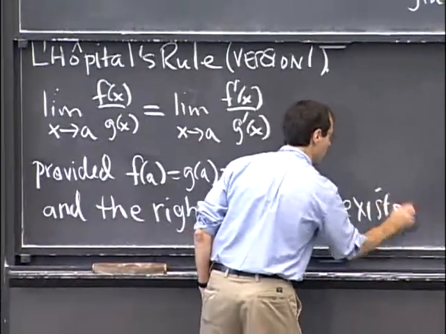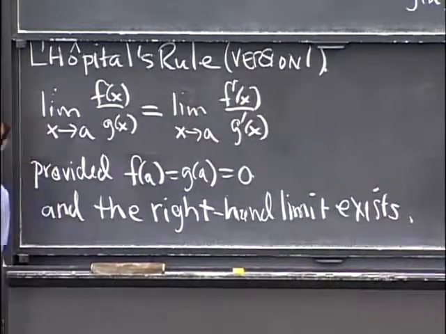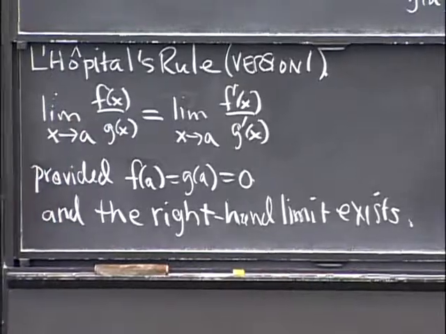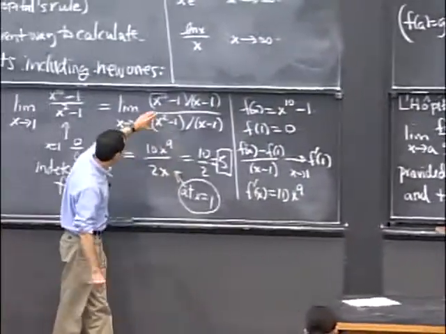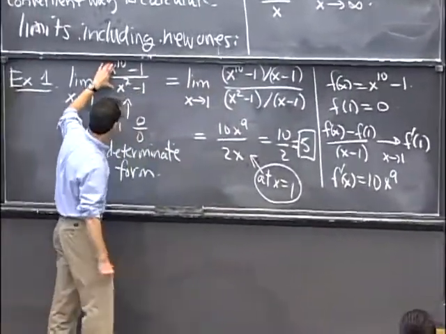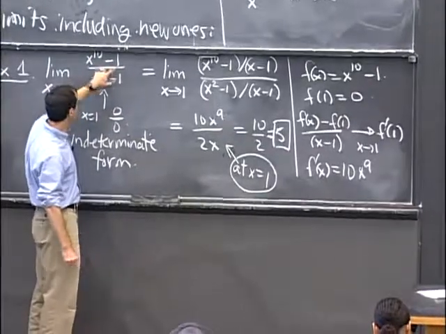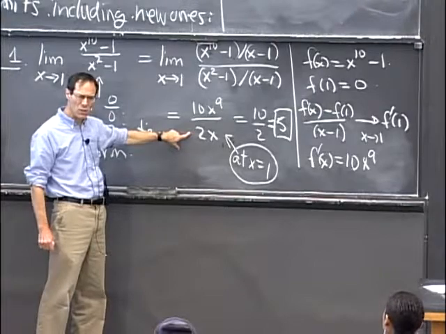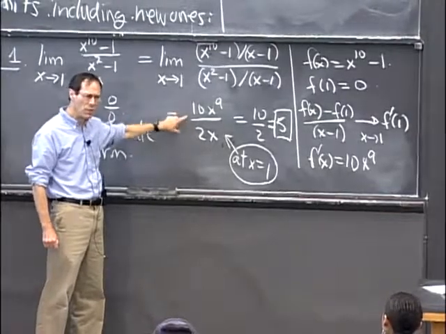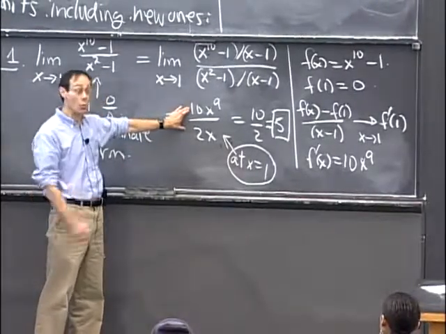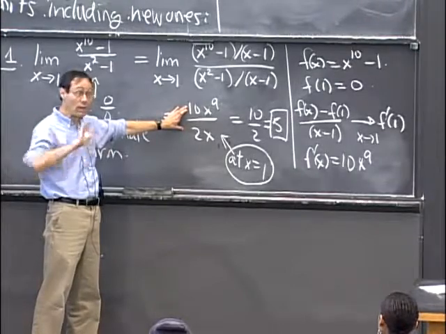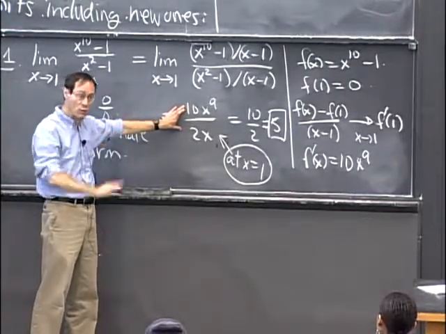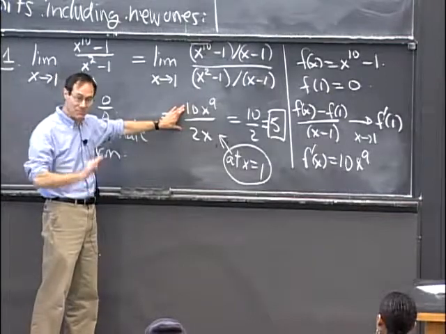Limit exists. All right? Now, this is practically the same thing as what I said over here. Namely, I took the ratio of these functions, x to the 10th minus 1 and x squared minus 1. I took their derivatives, which is what I did right here. I just differentiated them and I took the ratio. This is way easier than the quotient rule and is nothing like the quotient rule. Don't think quotient rule.